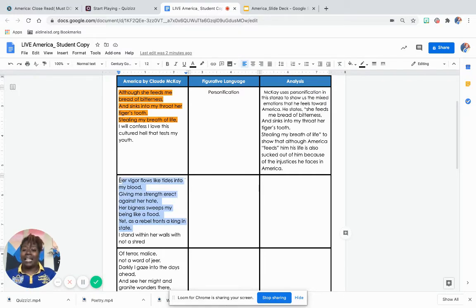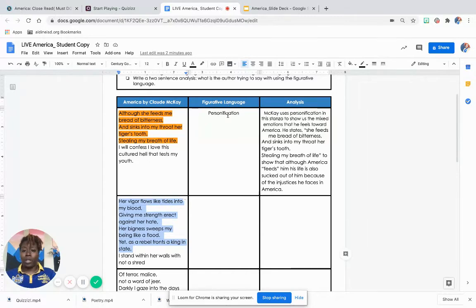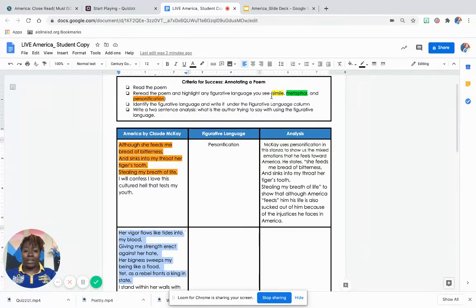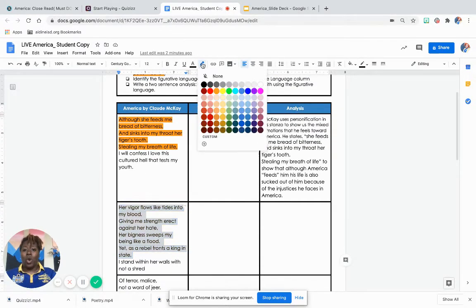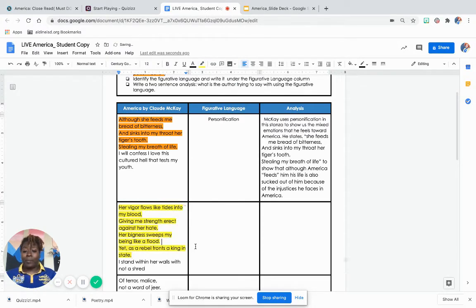So what we're going to do is highlight this, and we know that yellow is for simile. We're going to go to our highlighting tool, click highlight, and then go to our figurative language column and write simile. Okay? The very next thing we're going to do is write an analysis of this particular portion of the poem. Okay? So the stanza.